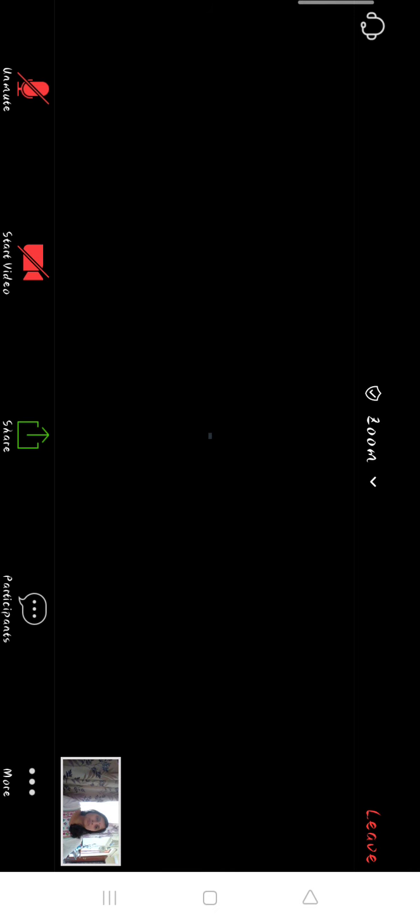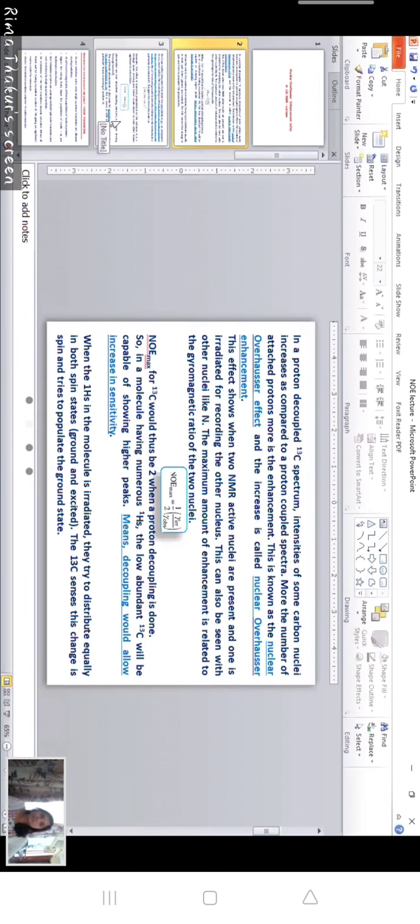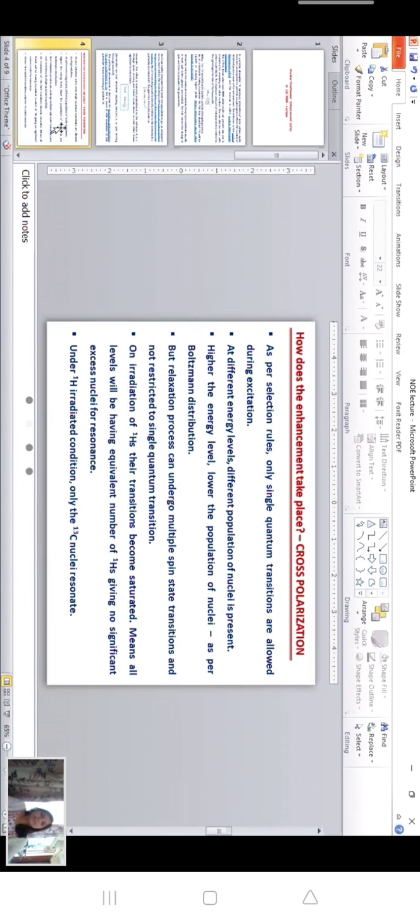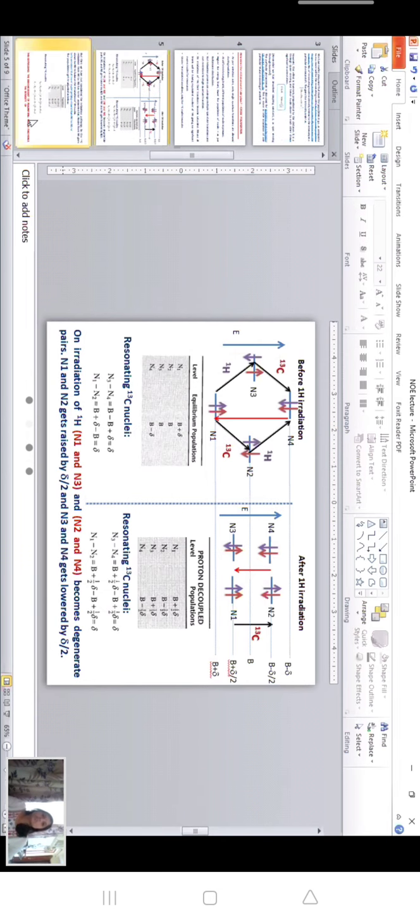Understanding of NOE, how do we get the NOE? What is the exact contribution of proton to give the NOE or the nuclear Overhauser effect? Enhancement कैसे होता है? How that transition? Please practice this portion. ये slide बहुत अच्छे से, ये दोनों slide, understand what is going on.